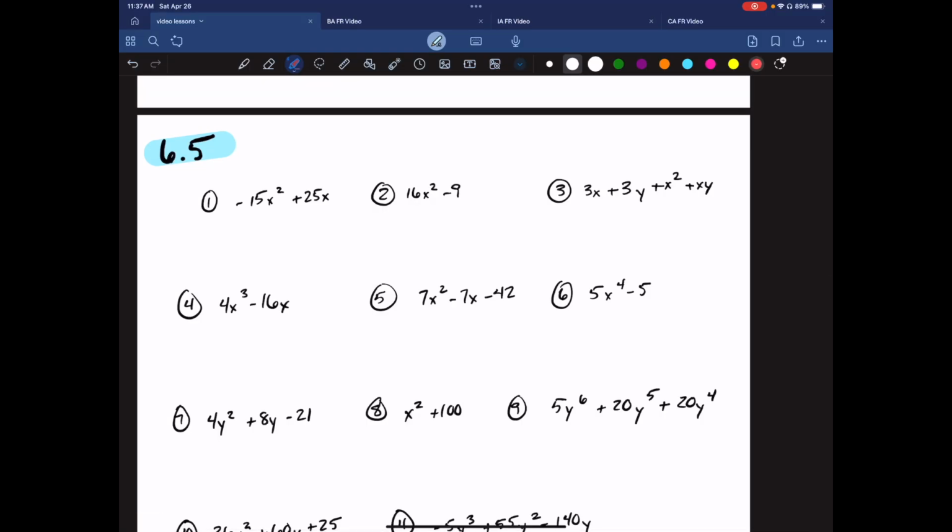In this lesson, we're going to be talking about just a general overall factoring strategy, because it's a hodgepodge of everything we've talked about thus far in Chapter 6.